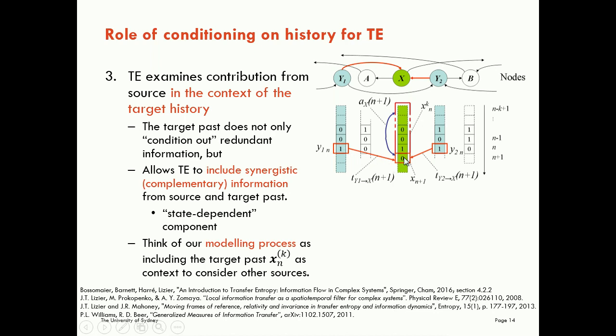If we just looked at a mutual information from the source to the target next state, we wouldn't see an interaction. If we condition now on the target past, we will be able to identify this effect from the source in the context of the target's past. So to understand what's going on, we can think about our modeling process again as including the target past in order to give us context to consider the other sources. Okay?